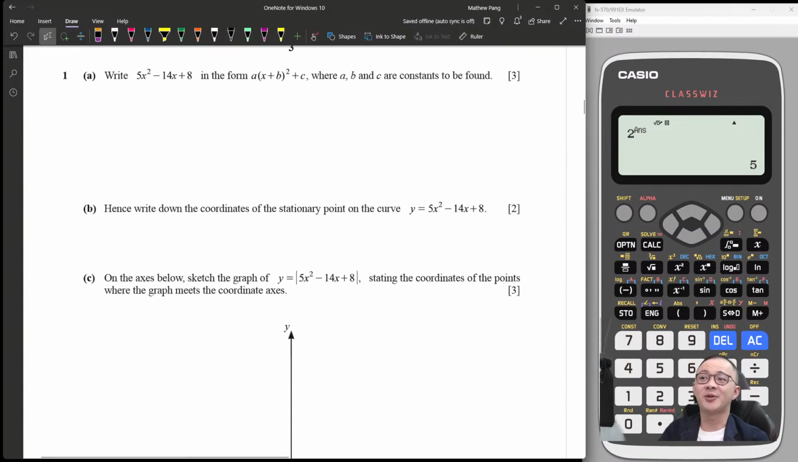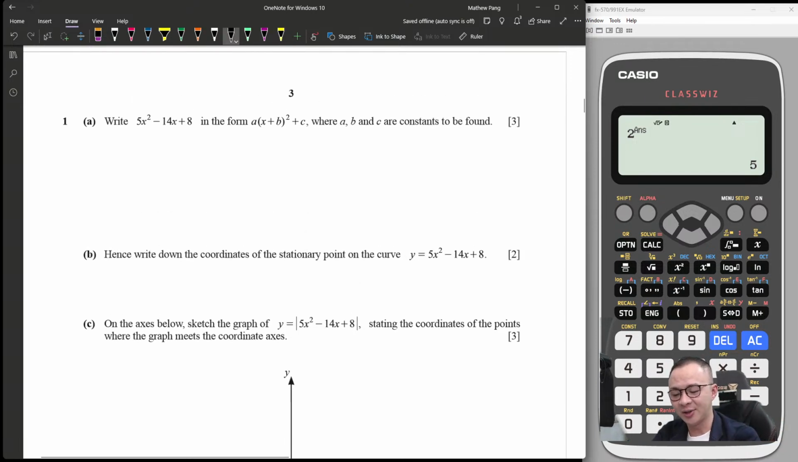Alright, let's start with question number 1. They asked us to write this in this form. Basically, there are a few methods you can use for this kind of question. The common one, I guess a lot of students will complete the square. This is what we call vertex form, because the purpose of this vertex form is to help us find the vertex. So you can do completing the square, which is the most common one. But some students might not want to complete the square, then you can try other methods as well.